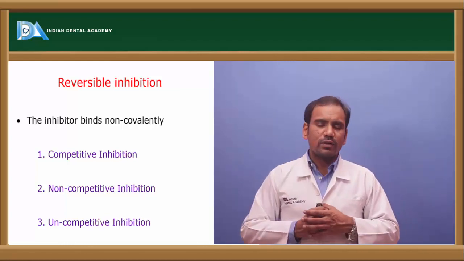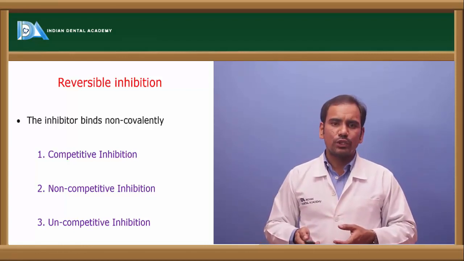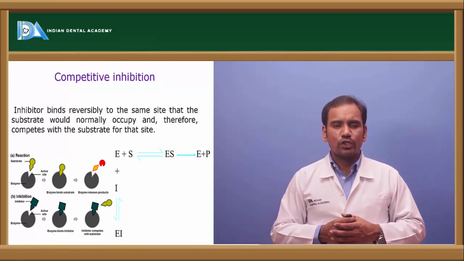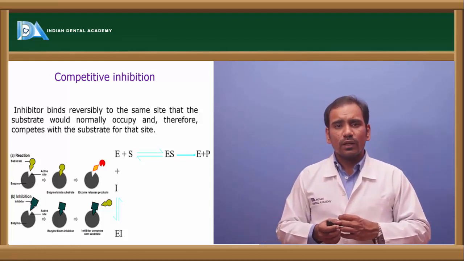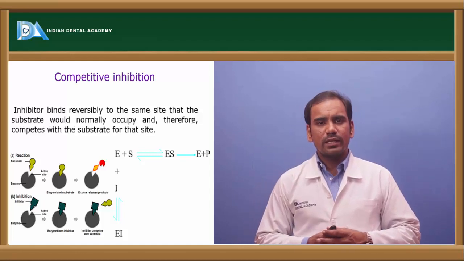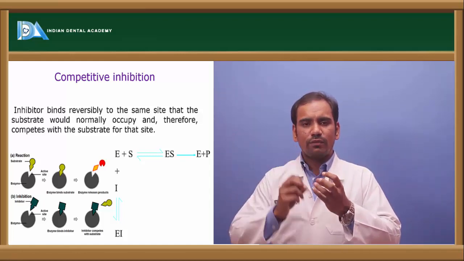Okay. So this reversible inhibition is of three types: competitive inhibition, non-competitive, and uncompetitive. Coming to competitive inhibition, what is competitive inhibition? The name itself indicates there is competition. So competitive inhibition is basically competition between substrate and inhibitor for the active site of the enzyme.